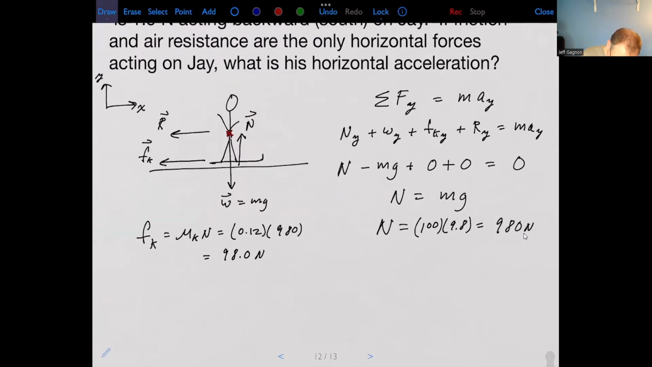Let's now turn to the x direction. So now I have the sum of the forces in the x equals m ax. I want the x component of the normal force plus the x component of the weight plus the x component of the kinetic frictional force plus the x component of the air resistance. That's got to equal m ax.